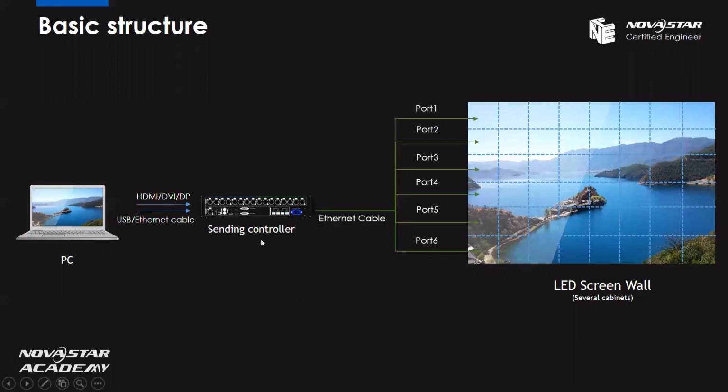So the sending controller can send this video signal to the receiving cards which are on the LED display. Regarding the LED display, it is composed of many LED cabinets. So this is the most basic structure of the LED control system. But there is another situation.